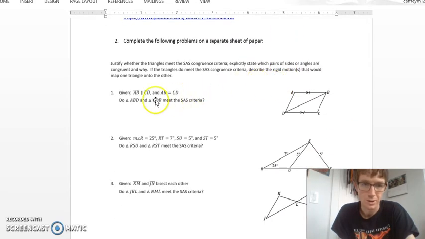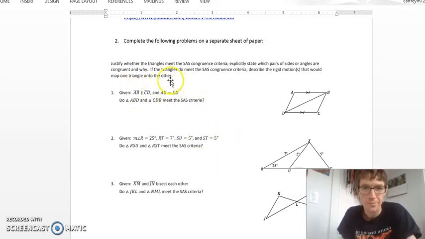So what I'm going to do is I'm going to do this first problem here. But first let's see what it's saying. It says we got to complete the following problems on a separate sheet of paper. Justify whether the triangles meet the SAS congruence criteria. Explicitly state which parts of the sides or angles are congruent and why. If the triangles do meet SAS congruence criteria, describe the rigid motions that would map one triangle onto the other. So that's what these videos up here will be useful for, is this second part. I think you guys know kind of what SAS is and how to do it, and what the congruence criterion are. This will just explain it in terms of transformations.